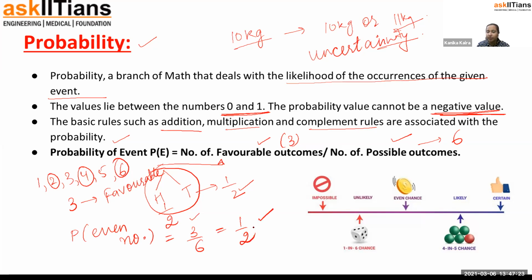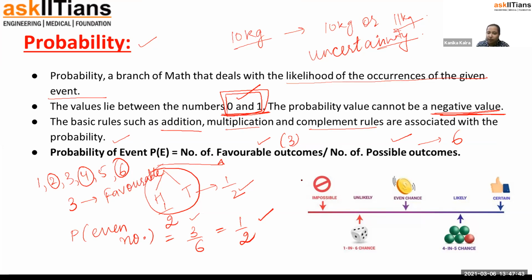So this number is less than 1. That means the probability lies between 0 and 1 only. It could be equal to 0, it could be equal to 1, but the value of the probability lies between 0 and 1 only. Let's look at this diagram.